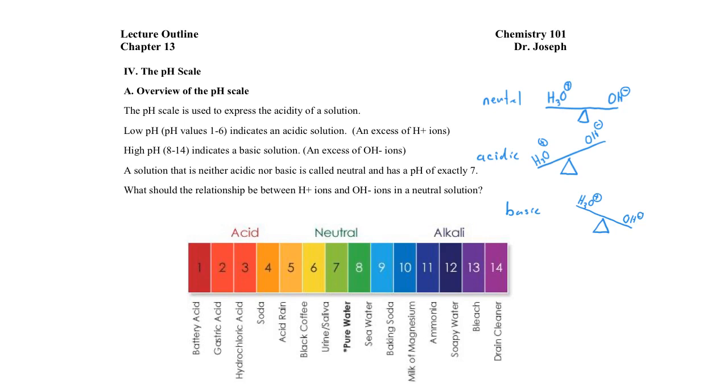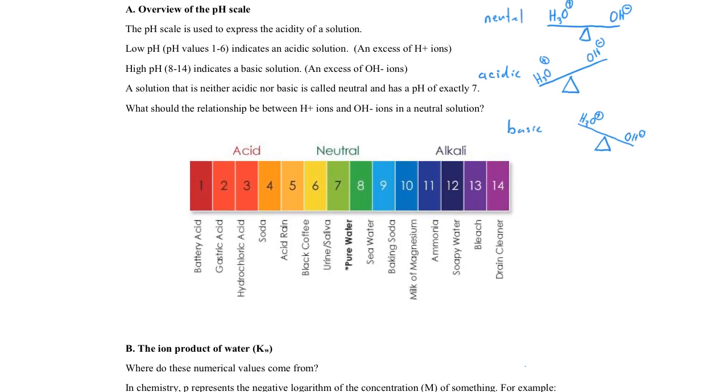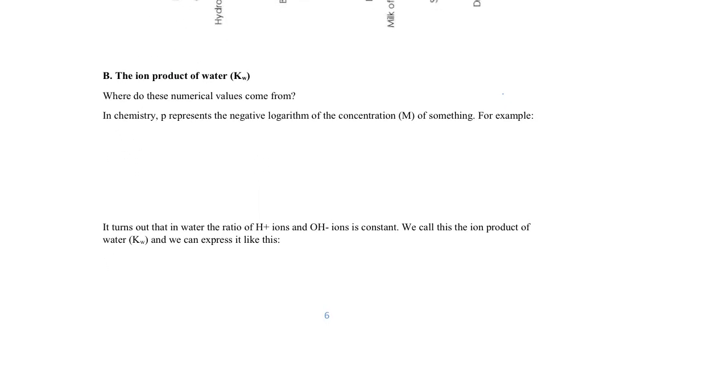Now, what we're going to learn about next is where this numerical information comes from, and what it is based on. What's the deal with 1 through 14? Why isn't it 1 through 100 or 1 through 10 or something? Why 14? We're going to learn about why that is. It actually has something to do with the chemistry of water, which the pH scale is based on. So let's go check this out in the section, the ion product of water.